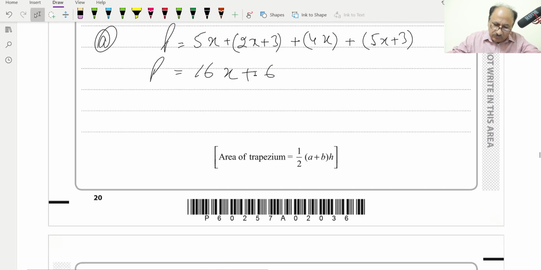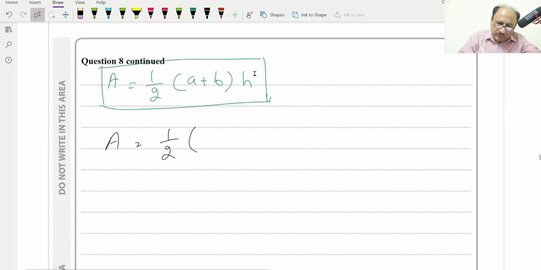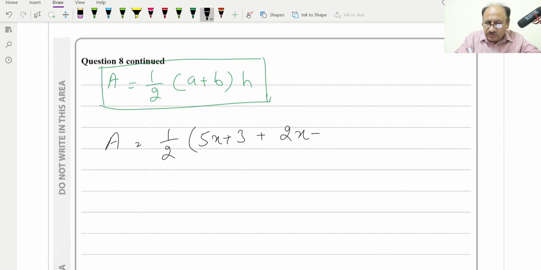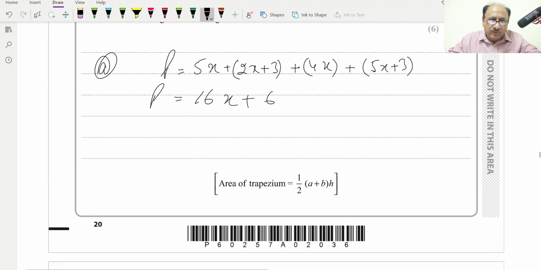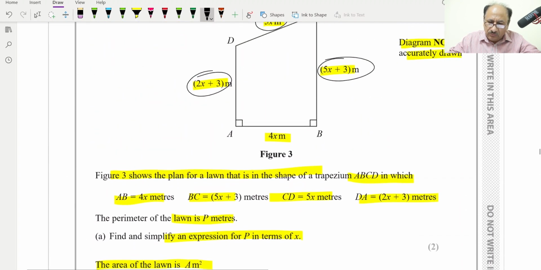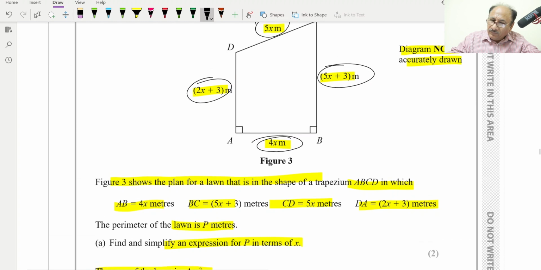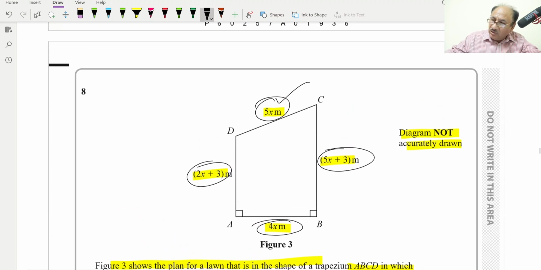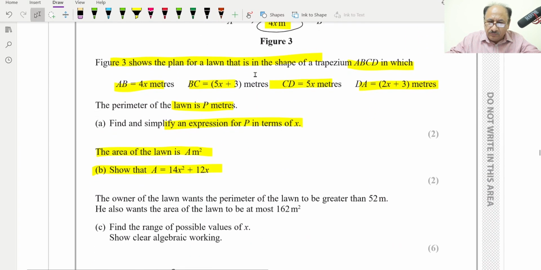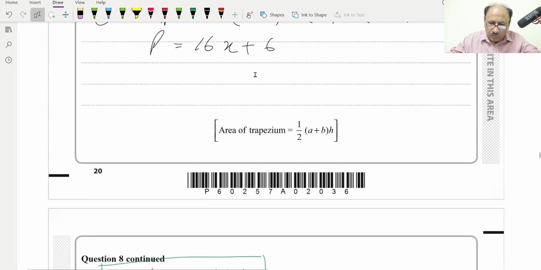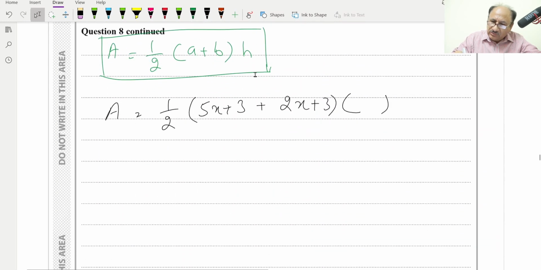So this will be 5x plus 3 plus 2x plus 3 and into h. h is always the perpendicular height, and the perpendicular height is this much, and this is the slanting height. We are not taking the slanting height, we will be taking the perpendicular height, which is 4x. So this will be 4x multiplied over here.